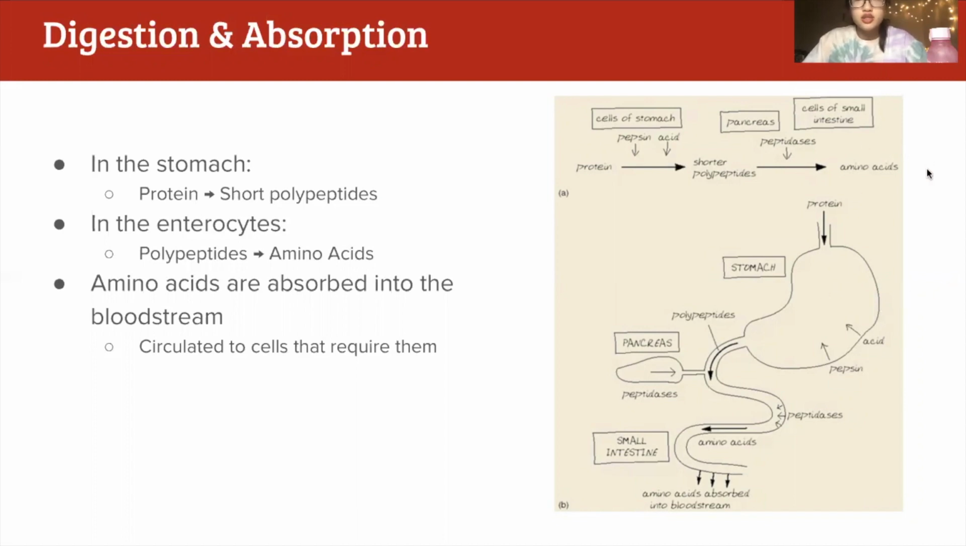So once these short polypeptides get down into your small intestines, the pancreas secretes peptidases or proteases, and these polypeptides are broken down into amino acids. These amino acids, right, they're taken up by enterocytes, which are absorptive cells in the small intestine, and are then absorbed into the bloodstream and are circulated to cells that require them. All right.